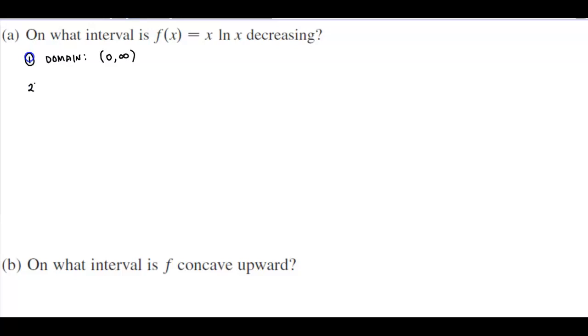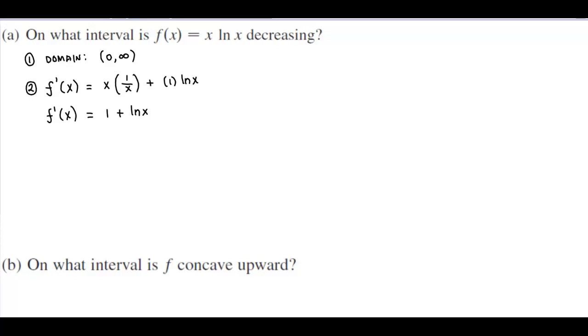Okay, now let's find the derivative of this function. So f prime of x, using the product rule, we have x times the derivative of the natural log of x, which is 1 over x, plus we have the derivative of x, which is 1, times the natural log of x. So therefore, f prime of x is equal to 1 plus the natural log of x.